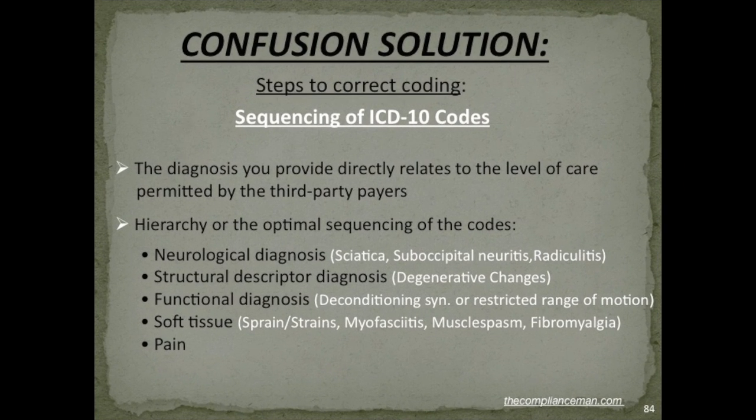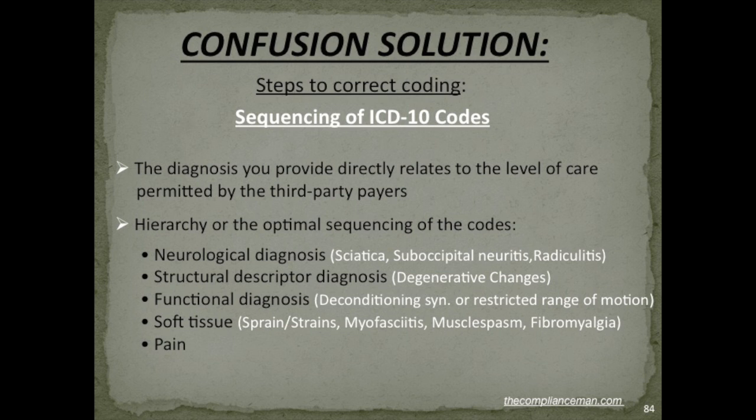Now, when we get into sequencing of the ICD-10 codes, the diagnosis that you provide directly relates to the level of care permitted by the third-party payers. What this means is that the higher the complexity of the code that you use will determine the length of time that the insurance company will allow you to treat the patient before they request documentation to support the length of treatment that you are providing the patient.